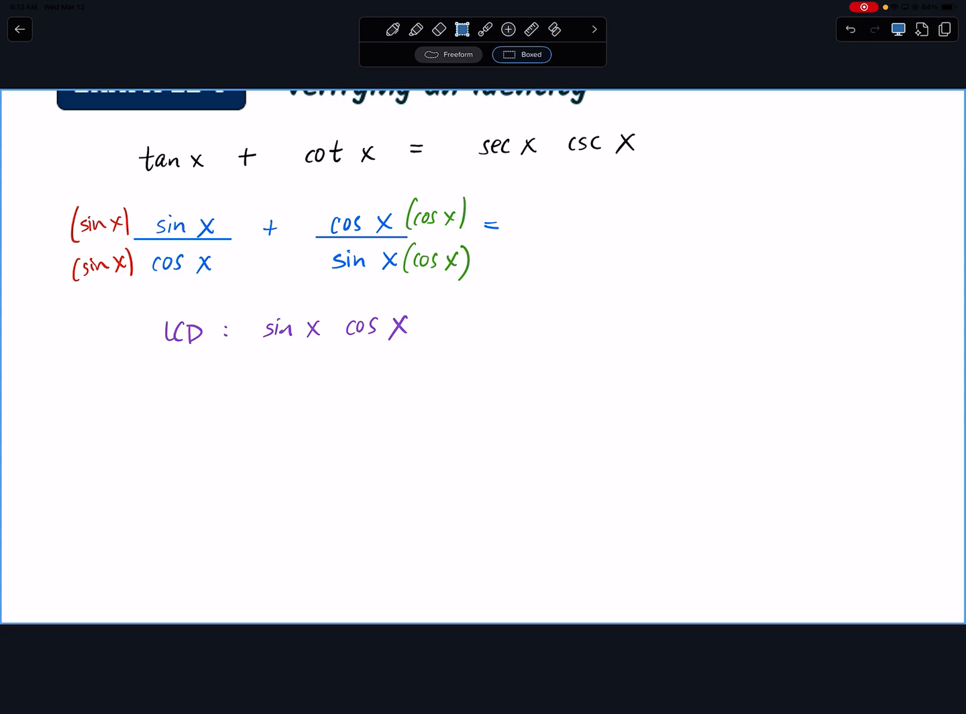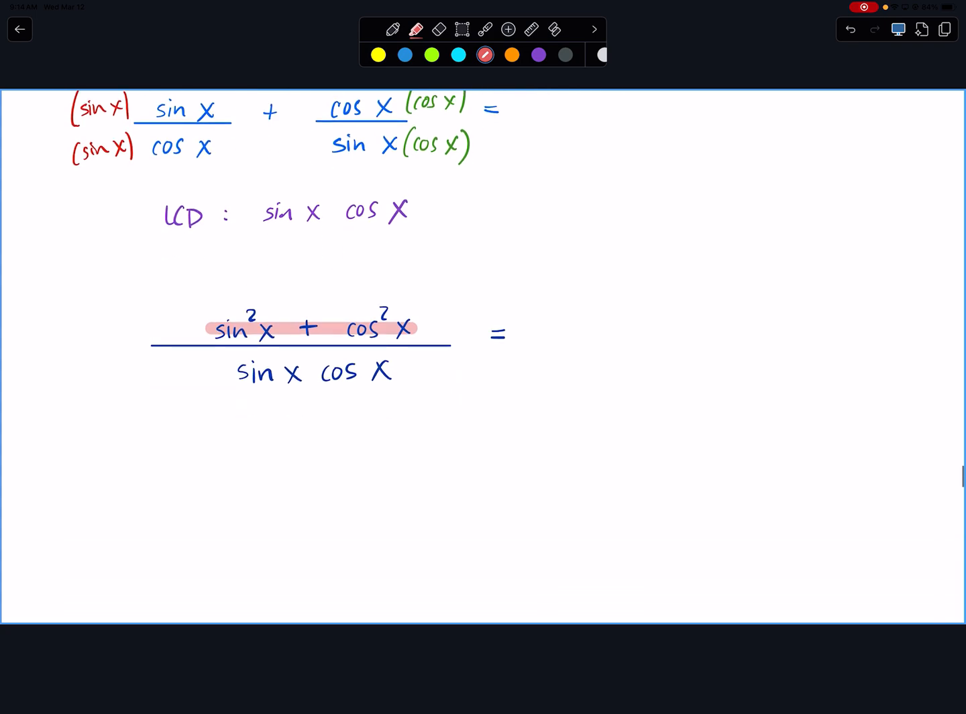All right, so help me out, guys. I have the same LCD now, right? So I'm going to write everything over my LCD. So my LCD is going to be sine x times cosine of x. The top's going to become sine times sine, which is sine squared x, plus cosine times cosine. It's cosine squared x. Hey guys, what's that? It's 1. How exciting.